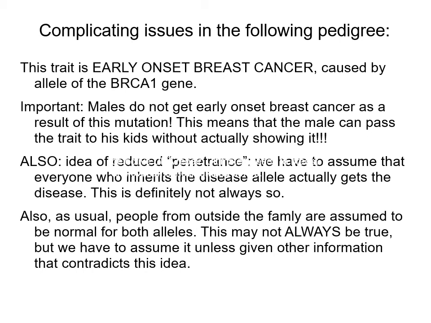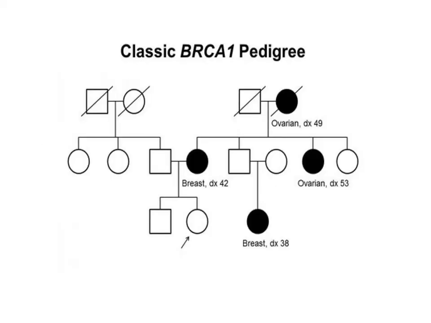Okay, some things about these pedigrees, though. As usual, people from the outside are assumed to be normal for both alleles, right? They may not necessarily always be, but in general that's true because of the relative rarity of these things. Okay, so here's your classic BRCA1 pedigree. The women get ovarian and breast cancer at high frequency and at relatively young ages.